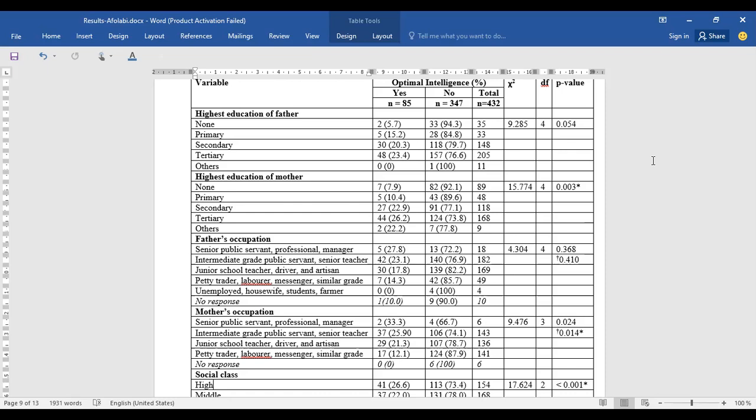I noticed that you used the Fisher exact for father's occupation, and you used it for mother's occupation as well. The reason is that there are some cells, like the cell that has 0, and one that has 7. Those two cells have expected values less than 5. You understand me now?